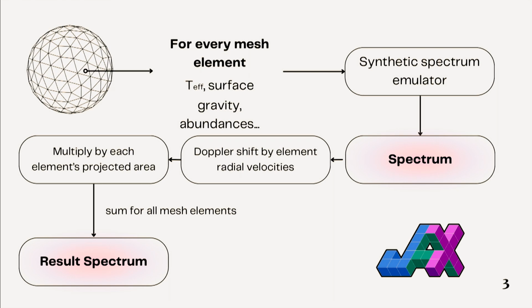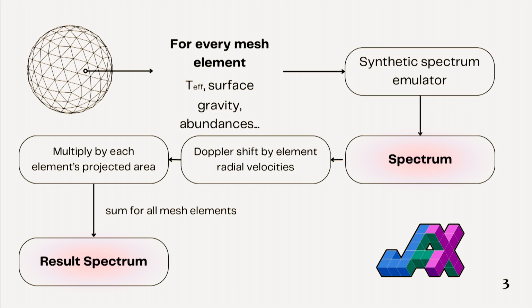Now I will walk you through the workflow of my software. I am representing every star as a mesh, just like in a computer game. I'm tessellating the star, and to each of these little triangles I assign a separate vector of parameters, such as temperature, surface gravity, and abundances, depending on the needs of the user. All of these triangles have a synthetic spectrum generated, so we have a lot of individual synthetic spectra, one for each triangle.